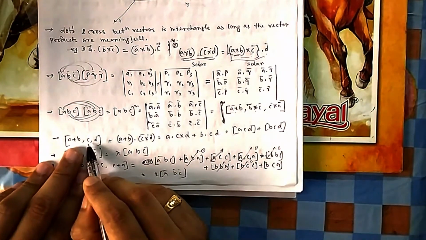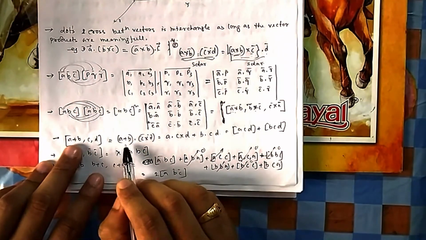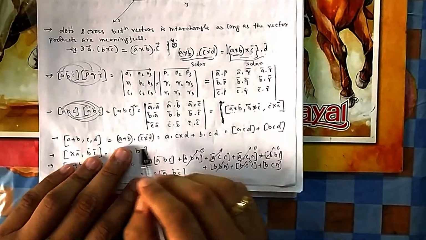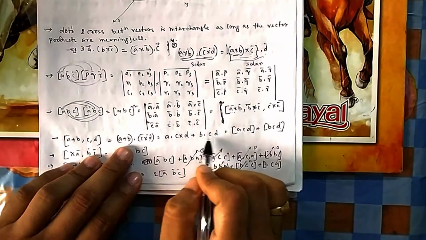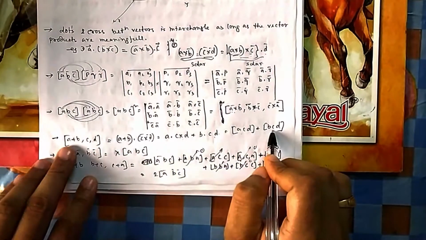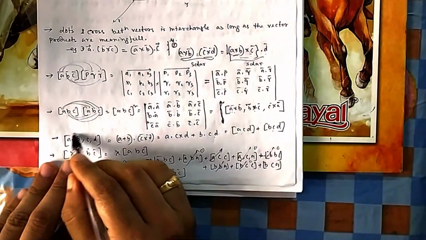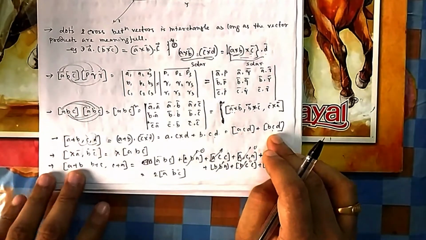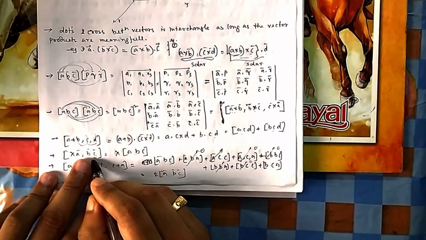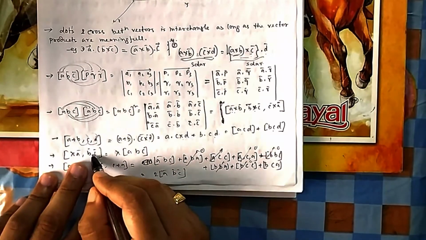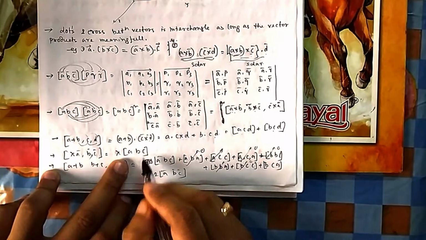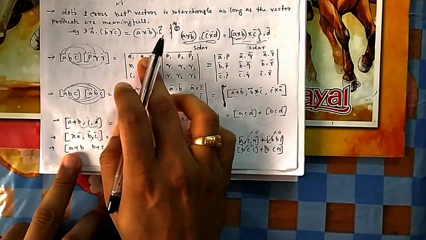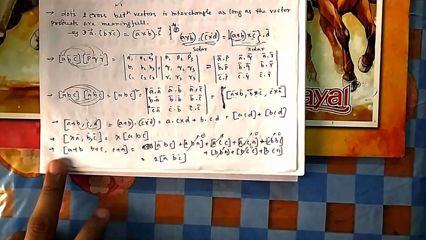Now if it is the box of A plus B, C, D, that is nothing but A plus B dot C cross D. Because dot is distributive, it is A dot C cross D and B dot C cross D. It is nothing but ACD plus BCD. So you can directly open it: ACD then BCD. Now suppose lambda A, B, C. Lambda you can take out of this box, so it is lambda times box ABC. Because lambda is the multiple of any row, from any row of a determinant you can take common lambda.